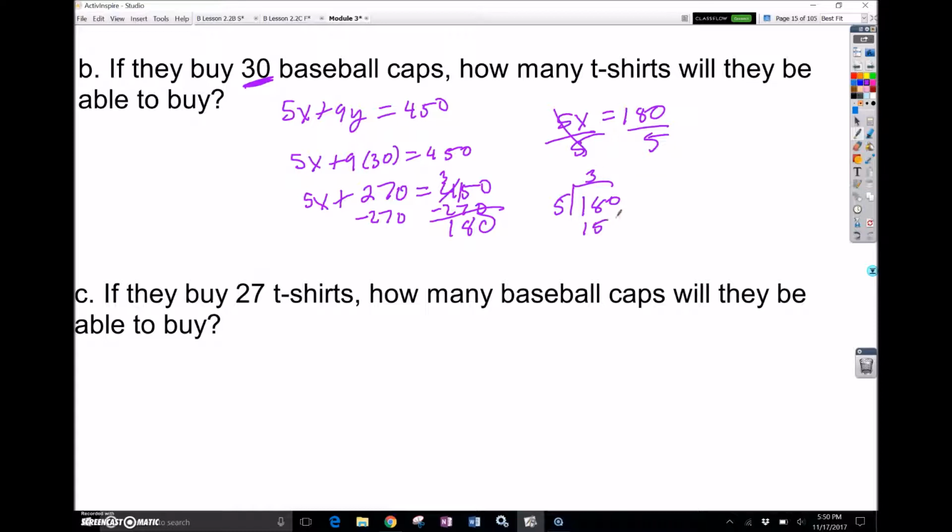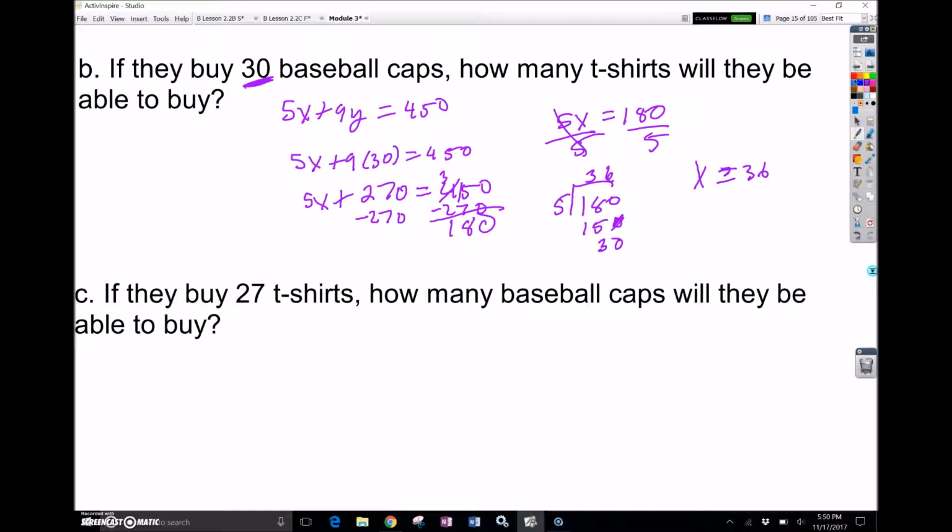3 times 5 is 15. 3, bring down the 0, is 6. So that means I can buy 36 shirts. So you're buying for like a class set. If you buy 30 baseball caps, that means you could buy 36 shirts.